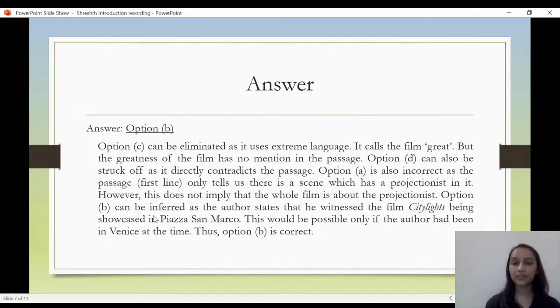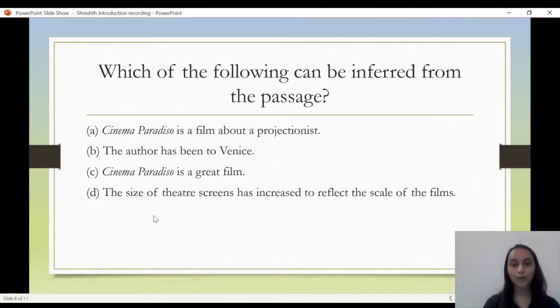So as I explained earlier, the better way to solve such questions is to start eliminating options. So let's start doing that. If you look at the options, you can immediately see that option C is talking about the greatness of the film, right? Cinema Paradiso is a great film. But no such thing about the film being great or not has been mentioned in the passage. So this is unsupported information, right? It's an inference that has not been supported by the information from the passage. So we can strike off option C. That leaves us with A, B and D. Now let's look at option D.